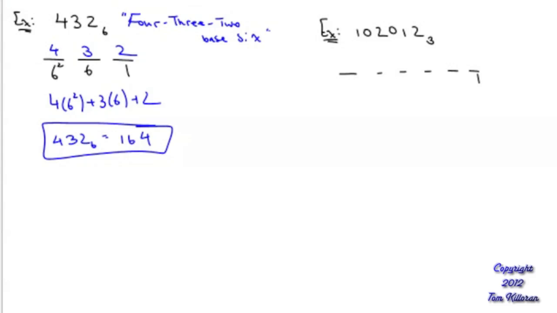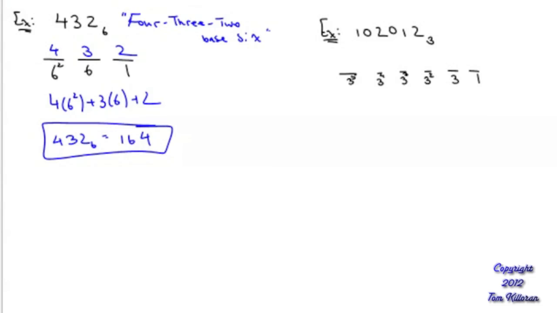This one is 3. So the 1s are here. The next one up is 3. The next one up is 3 squared. The next one up is 3 cubed. The next one up, 3 to the 4th. The next one up, 3 to the 5th. If you like regular numbers, this is 1, 3, 9, 27, 81, 243. All right. And now all you have to do is put in the digits.